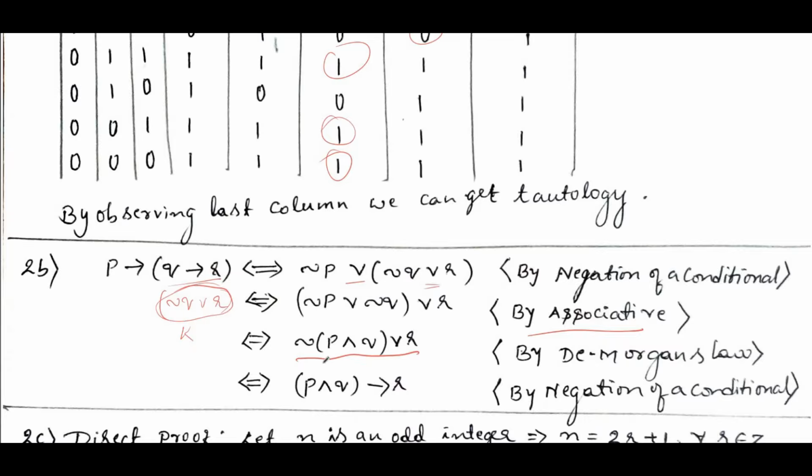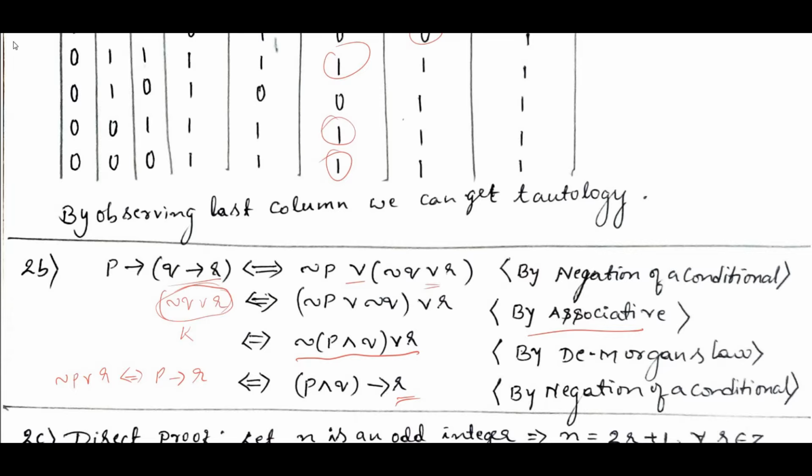So again I will go with negation of conditional. It says that negation P disjunction R is logically equivalent to P implies R. That is what I am writing here. So I have negation of (P conjunction Q), so (P conjunction Q) implies R. That is what I needed to prove, and I have proved that part. Therefore, these two are logically equivalent by using laws of logic.